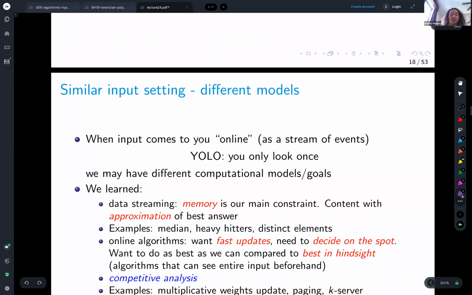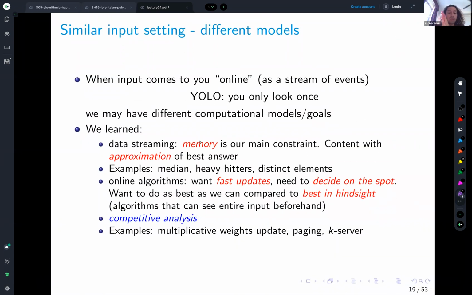And then we also learned, okay, what if the objective is we have as much memory as we want, but the main problem is that we want fast updates because every time the data comes, we need to make a decision on the spot, right? Without seeing the entire input. So then we're in the setting of online algorithms, right? We want fast updates because we need to make a decision as the data is coming.